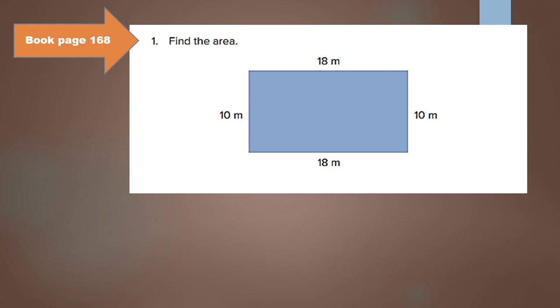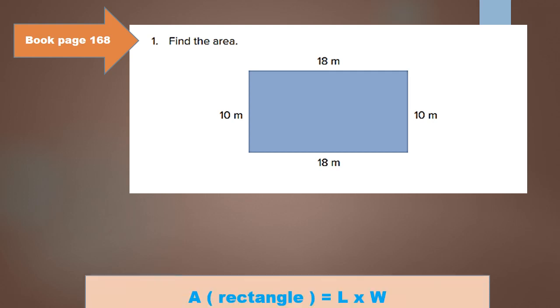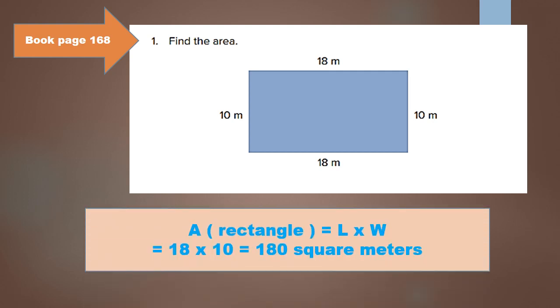Another example, find the area of this rectangle. Who can remember the formula of the area of rectangle? Yes, length times width. So the length here equals 18 meters and the width equals 10 meters. So the area equals 18 times 10 equals 180 square meters.